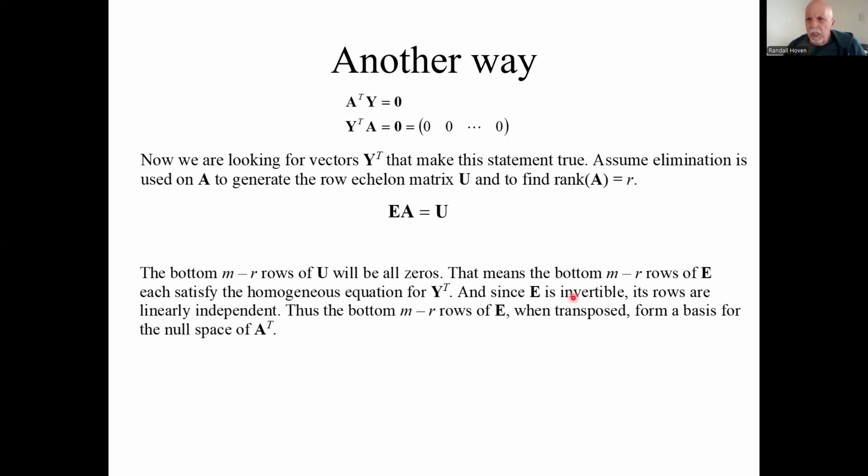And because E is an invertible matrix, that's going to mean all its rows are linearly independent. So that the bottom M minus R rows of E, when we transpose them back, form a basis for the null space of A transpose. That was kind of some complicated logic. I hope you followed it. But now that all we need is, well, how do we find this E? Because all we need is the rows of E that correspond to the all zero rows of U.